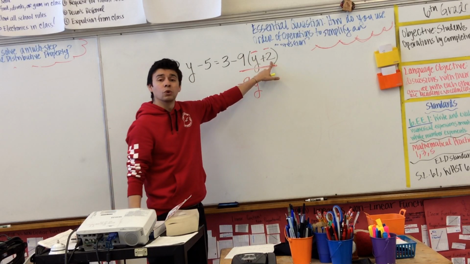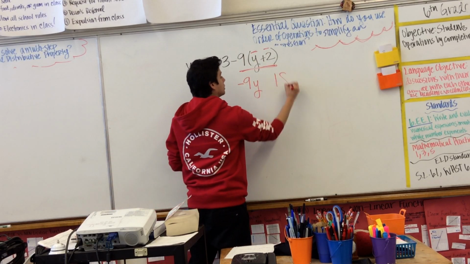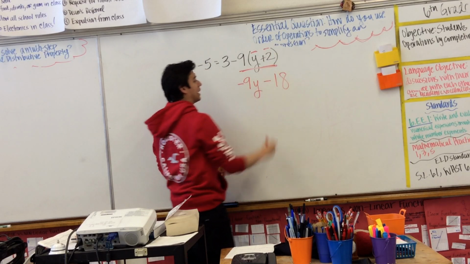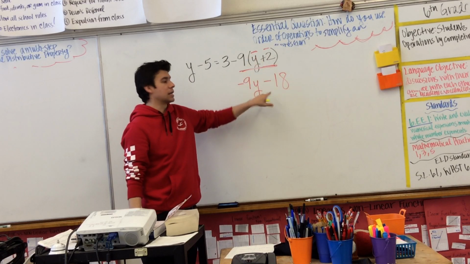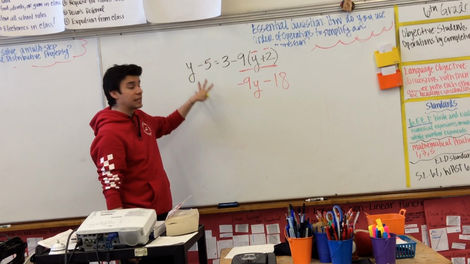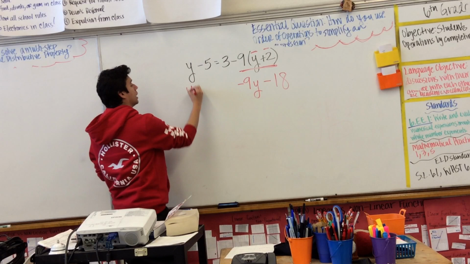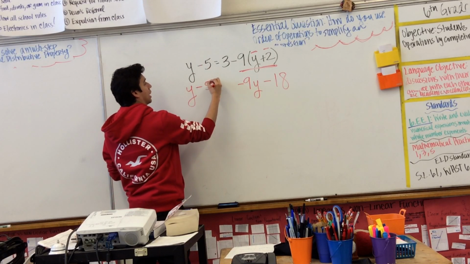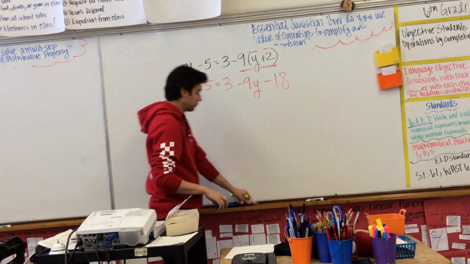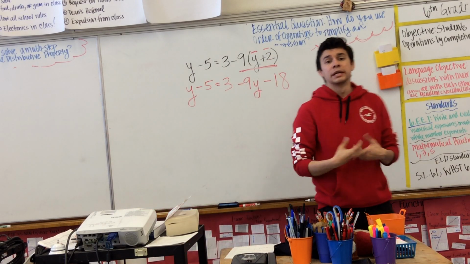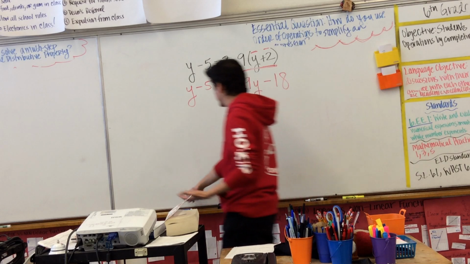9 times 2 is 18, but it's a negative 18. Boom. You see that? The signs. Drop everything that you didn't touch. I didn't touch the y. I didn't touch the minus 5. I didn't touch the equal. And I didn't touch the 3. So there you go. Now I like doing my rectangles once again.